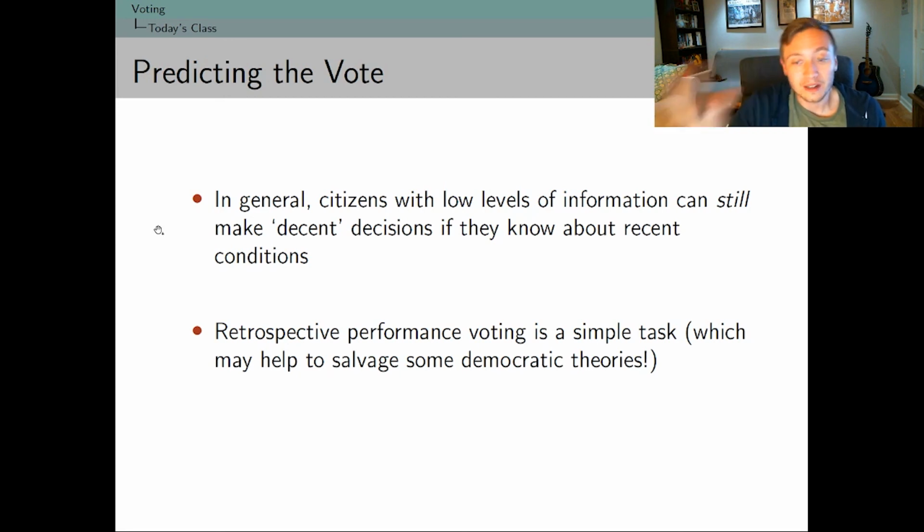However, this is, I think, where we get into some important conceptual territory here that goes way back to this original discussion of Dahl and enlightened understanding. Is it good enough that citizens are able to perform this retrospective vote and kick out rascals, essentially, whenever they arise? Or do we think that voters need to know more to be able to have better decision-making capabilities when they go to the ballot box? And so again, this may help to salvage some democratic theories. This may help to get Dahl to say, okay, well, at very least, if somebody's doing a really bad job, we know that we can rely on people to essentially kick them out.